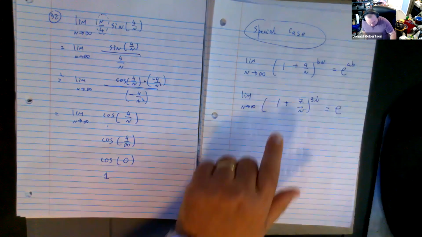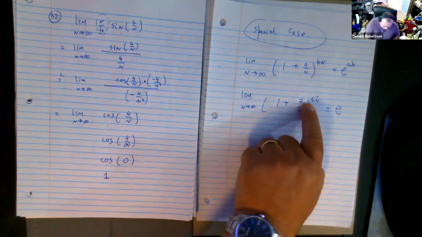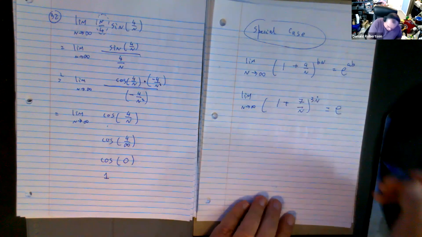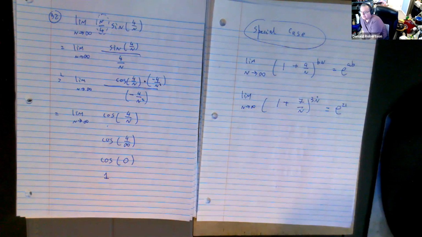One plus 7 over n raised to the power of 3n is 3 times 7, which is e to the power of 21. And it is because I'm telling you it is. But if you ask me at the end of the quarter, I'll prove that formula to you. But can we just accept it as being true right now?